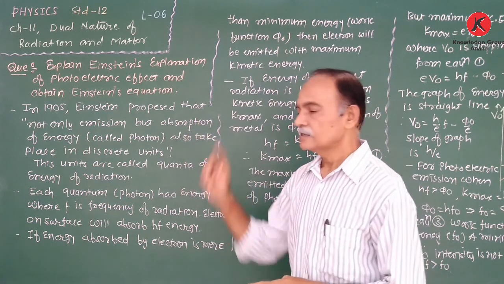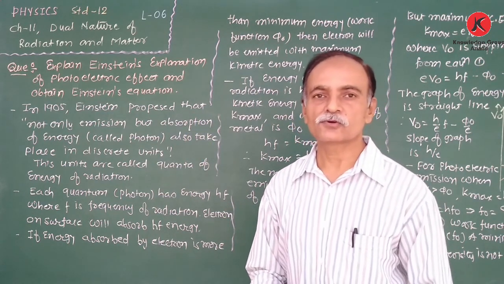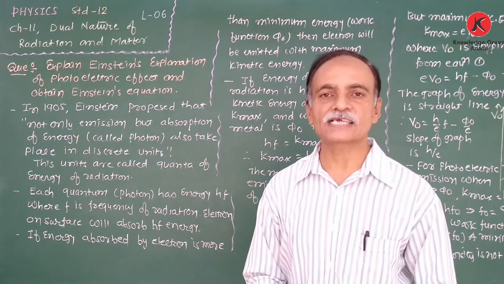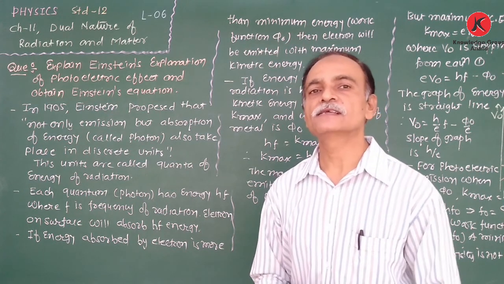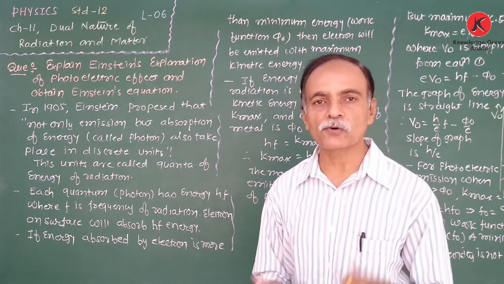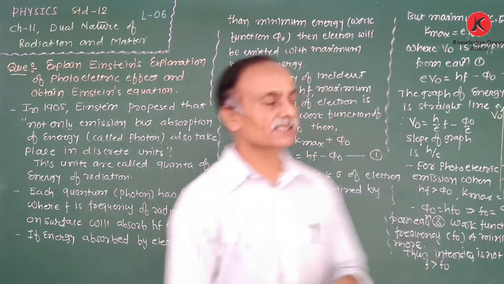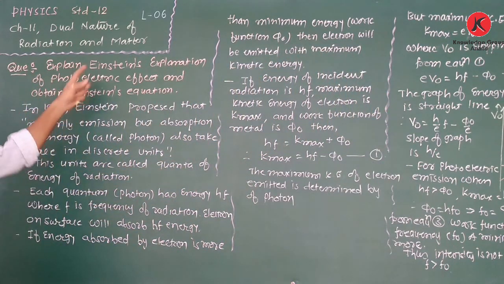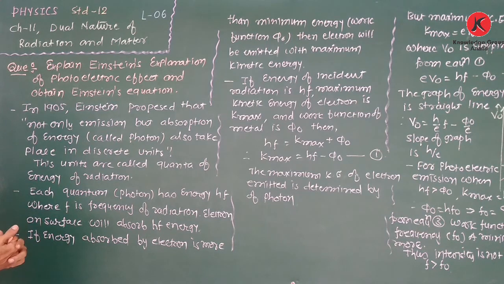This is a frequently asked 2-mark question in board exams: explain Einstein's explanation and obtain Einstein's equation for the photoelectric effect. Here the question is: explain Einstein's explanation of the photoelectric effect and obtain Einstein's equation.